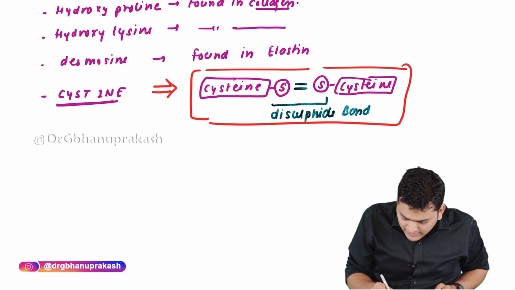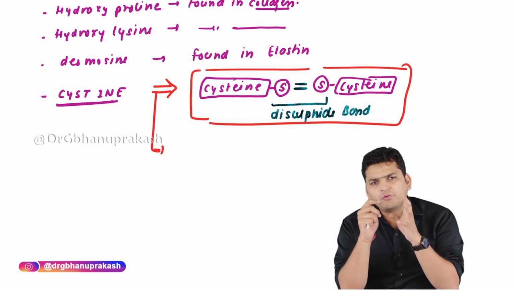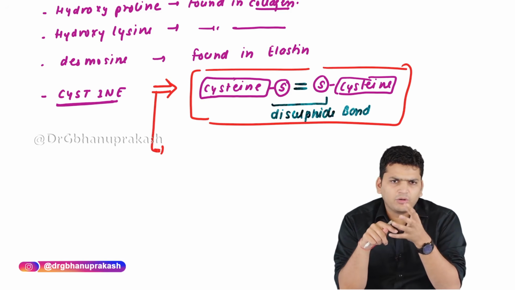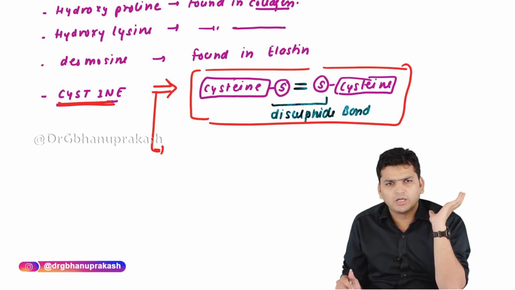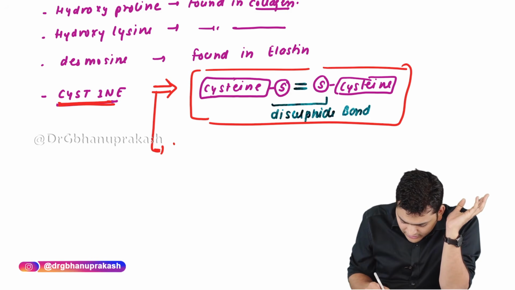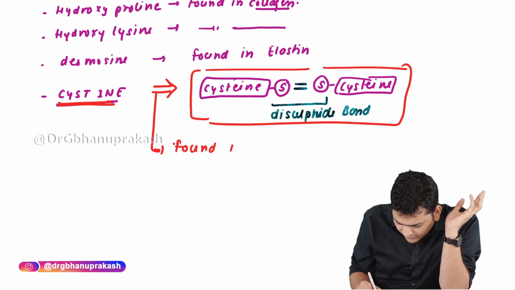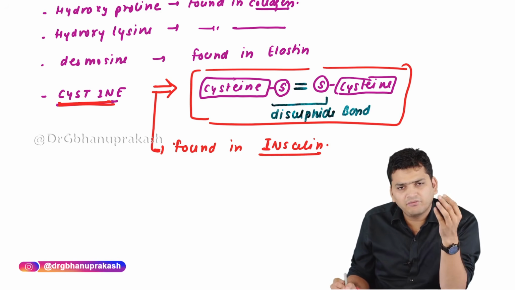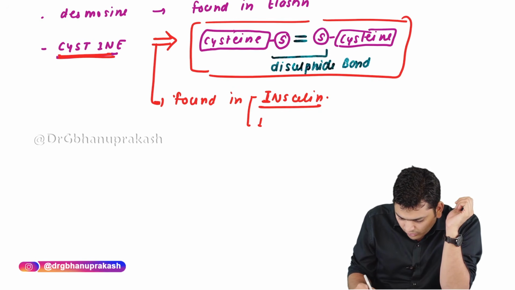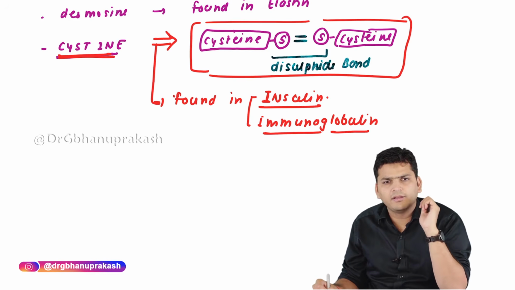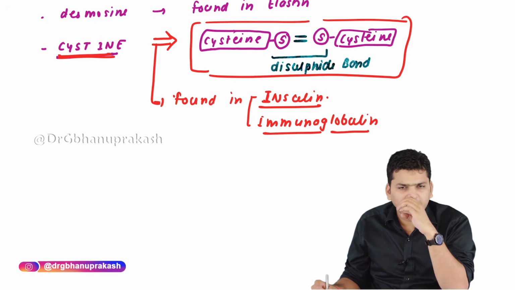So what they ask is, this cystine is found where? Cystine is found in those molecules which contain disulfide bonds. Wherever we require a disulfide bond, we will place cystine, because we know that cystine has a disulfide bond. So for the example where it is found, cystine is found in insulin. Insulin protein contains a disulfide bond, so we require cystine. One more example that I can add is immunoglobulin, that is antibodies. That also requires cystine. Insulin and immunoglobulin, they require cystine.